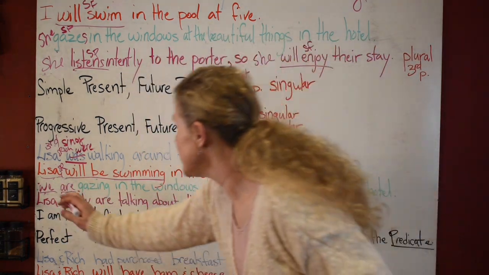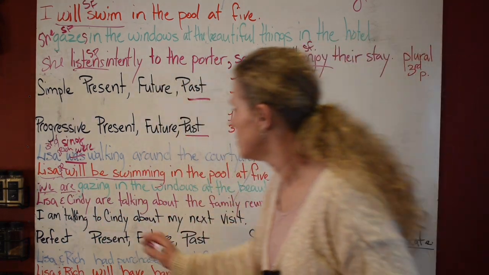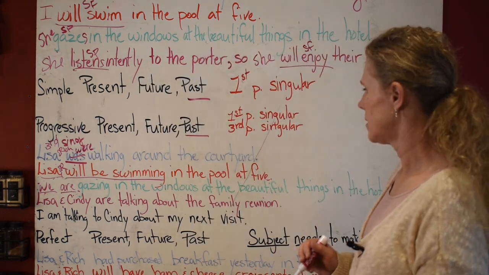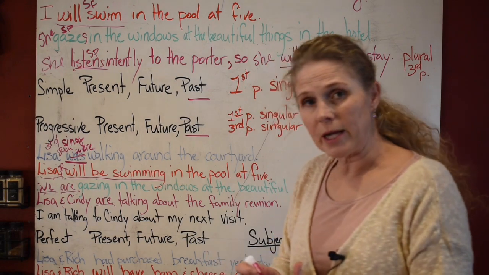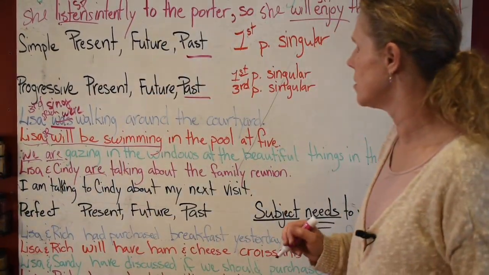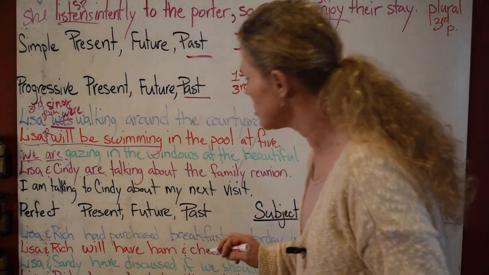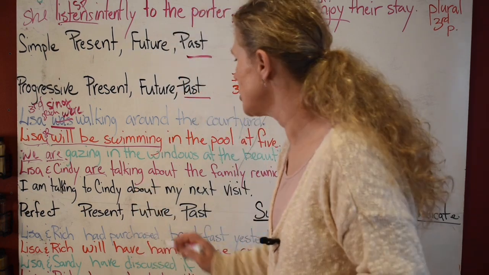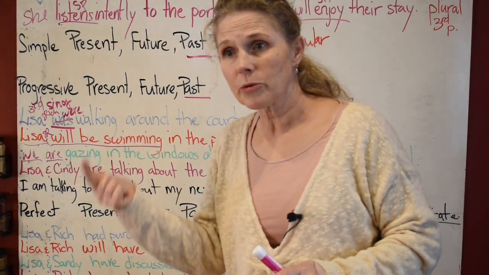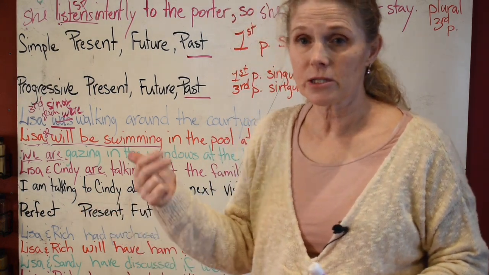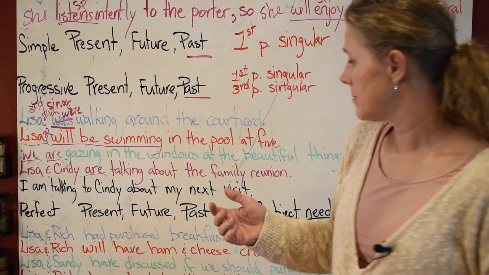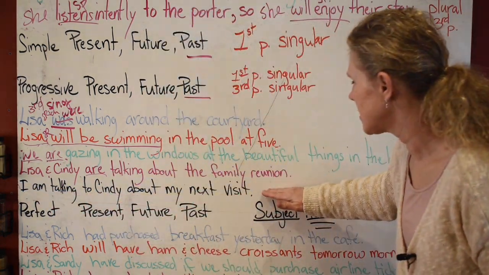These agree. Now, Lisa and Cindy are talking about the family reunion. Plural takes the plural verb. Lisa and Cindy, this is plural. Are is plural. Do they agree? Yeah. These agree because are is plural. Lisa and Cindy are plural. Does talking change? Nope. This talking does not change. What changes? Our auxiliary verbs is what tells us if it's in the past, present, or the future, and it tells us if it's singular or plural. And in the present, it tells you if it's in first person or third person, right? I am talking to Cindy about my next visit.